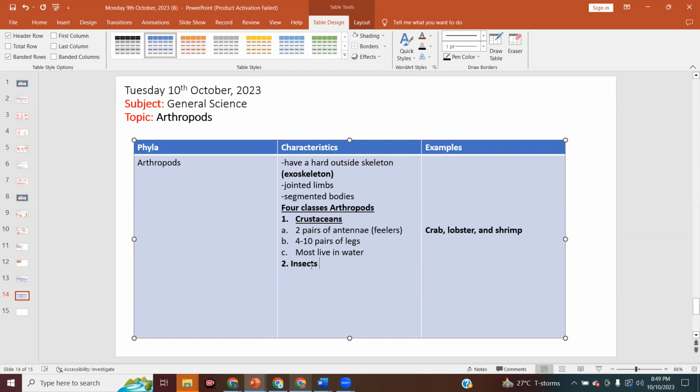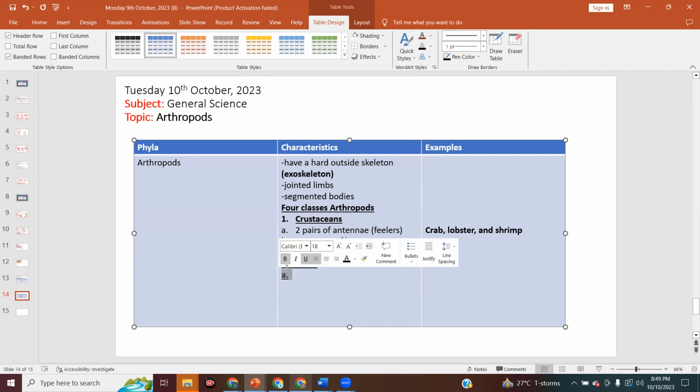The next one is insects. Our favorite ones, right? Everybody loves insects, right? No, sir. Certain types of insects. Nobody likes insects, especially the mosquitoes. I hate roaches. I hate them with my life. Mosquitoes.